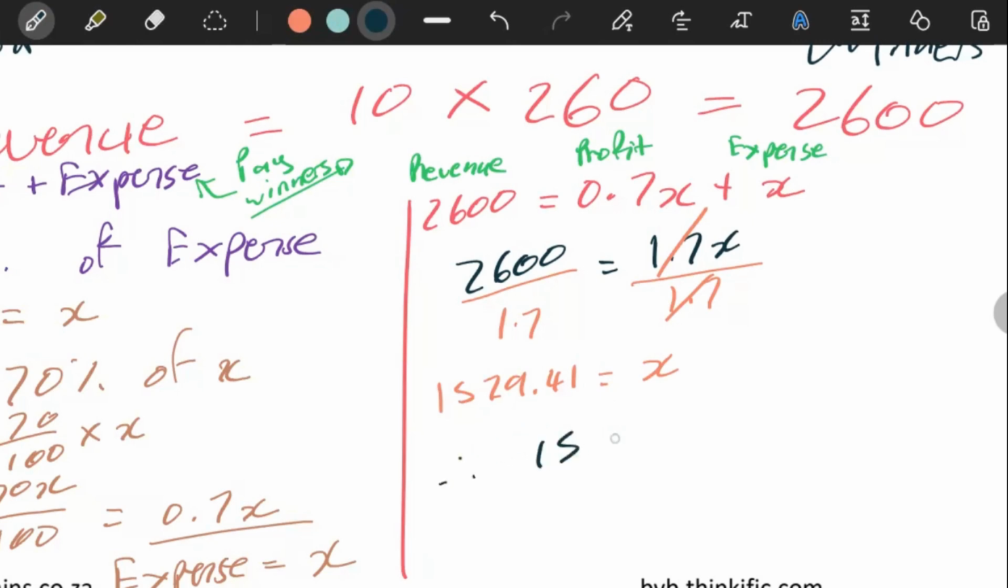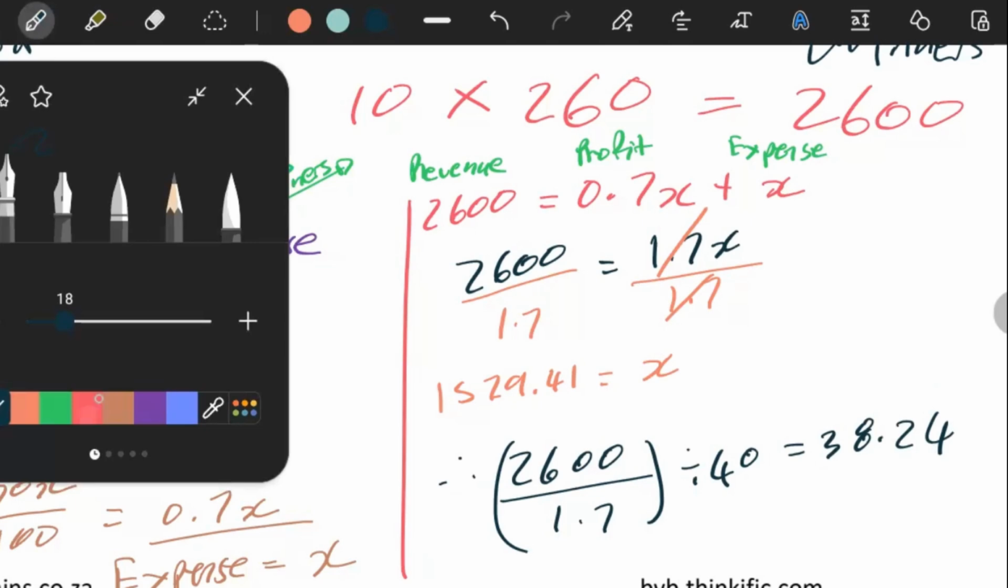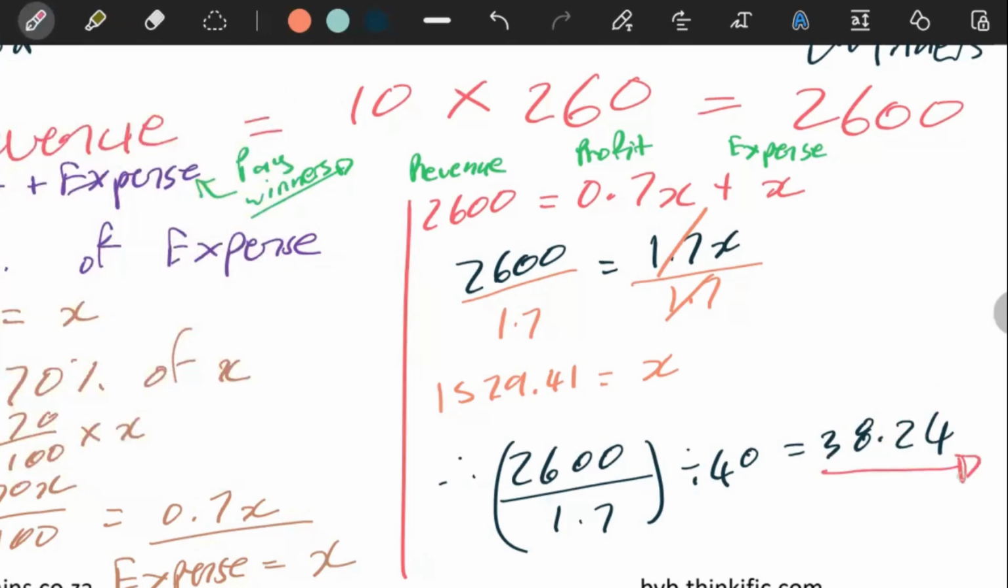So we can say therefore, let me actually use a number that's not rounded off. So we can say therefore this amount here, we have to divide it by 40 winners. This is giving us 38.24. And let me put an arrow here to show that this is the final answer.